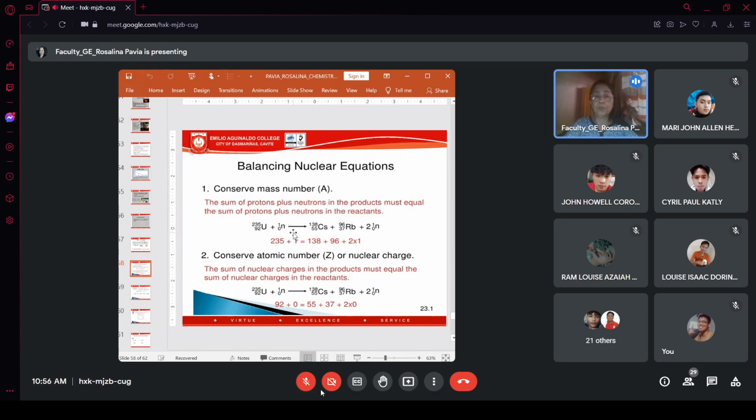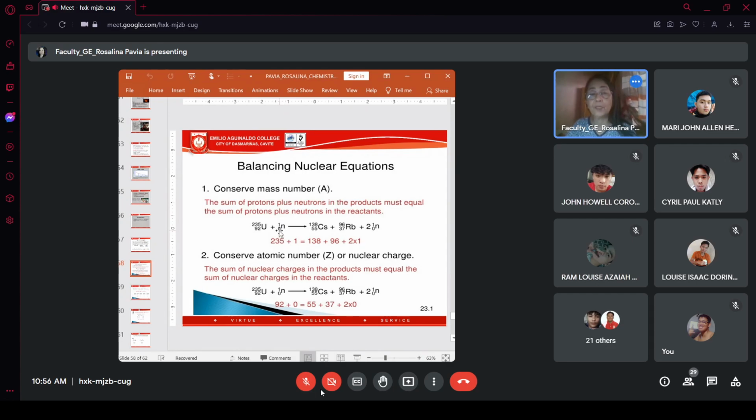So, for example, we have here uranium-92-235. Na-bombard siya ng isang neutron. When you say bombarded, dito na i-add yung neutron, which will give you cesium-138 plus rubidium-96. Now, para mabalance yung reaction, 0 yung proton dito ha. 0. Kasi neutron lang yung inadd mo.